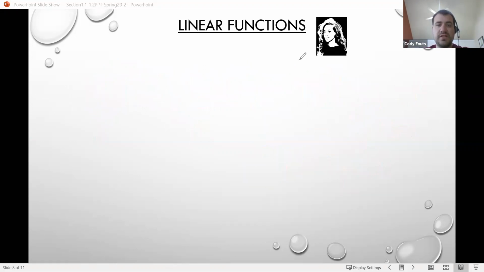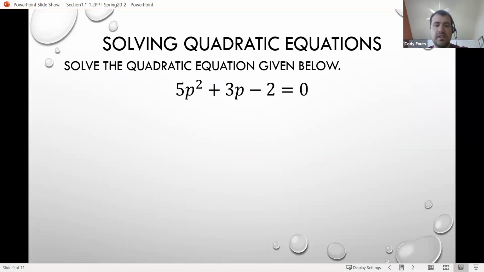Okay, so that's for the linear functions one. Let's move on to another problem now and talk about solving quadratics. So even last quarter in Math 142, we talked about several different ways to solve quadratic equations. So I'm going to go over one method here, but I will talk about what all the possibilities are.